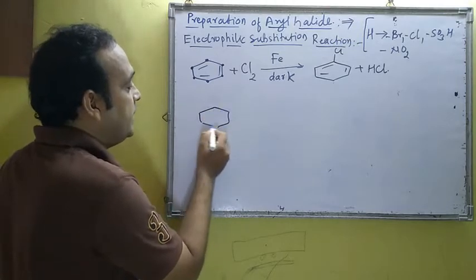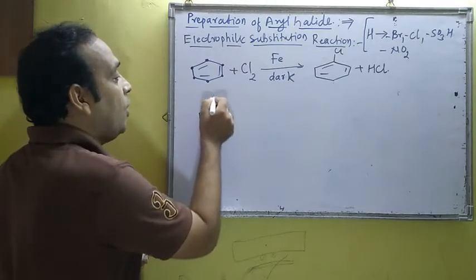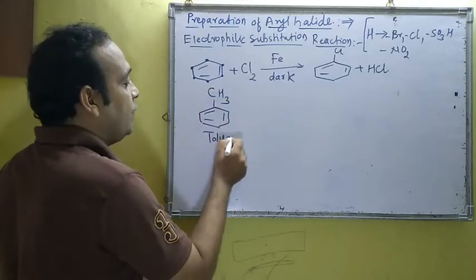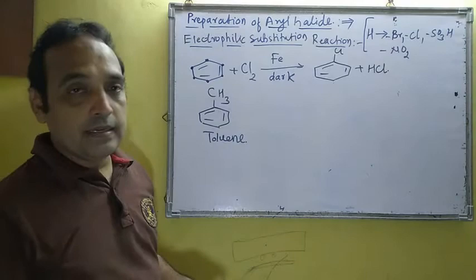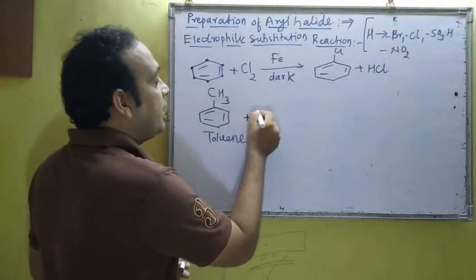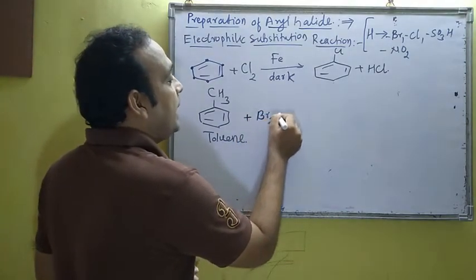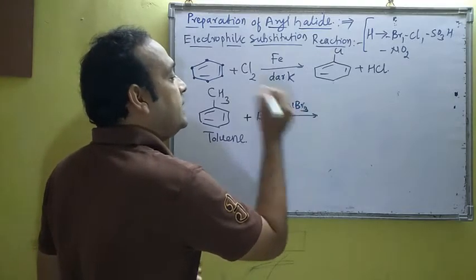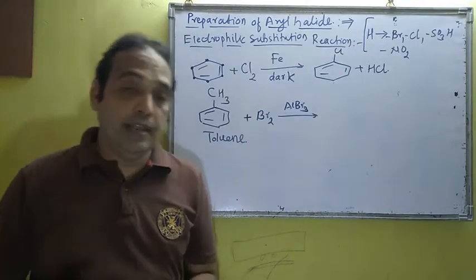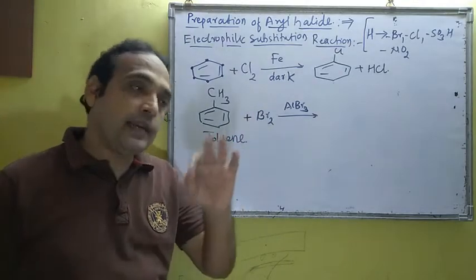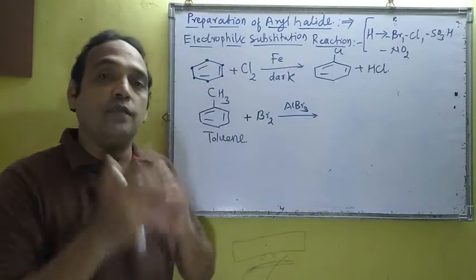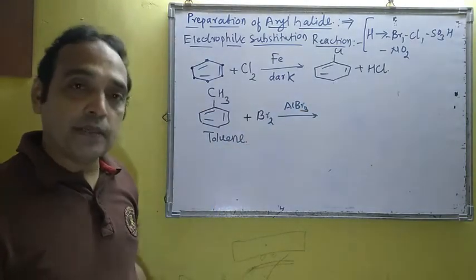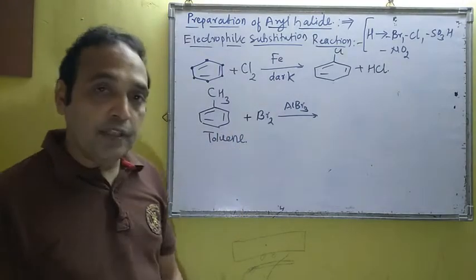Instead of benzene, a substituted benzene or derivative of benzene is given. Now it is called toluene. This reagent is called toluene, and toluene reacts with bromine Br2 in dark or in presence of Lewis acid AlBr3, aluminium tribromide, which acts as a catalyst that increases the rate of the reaction. Now in this case, what would be my expected product? Here toluene reacts with bromine.